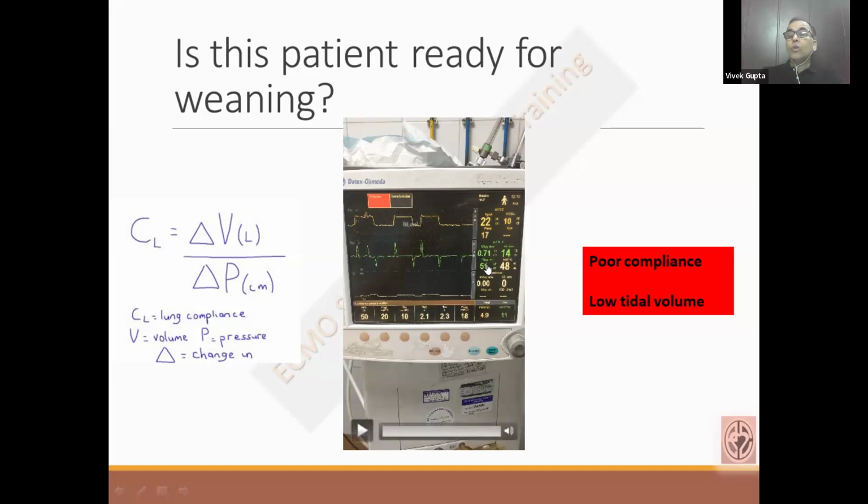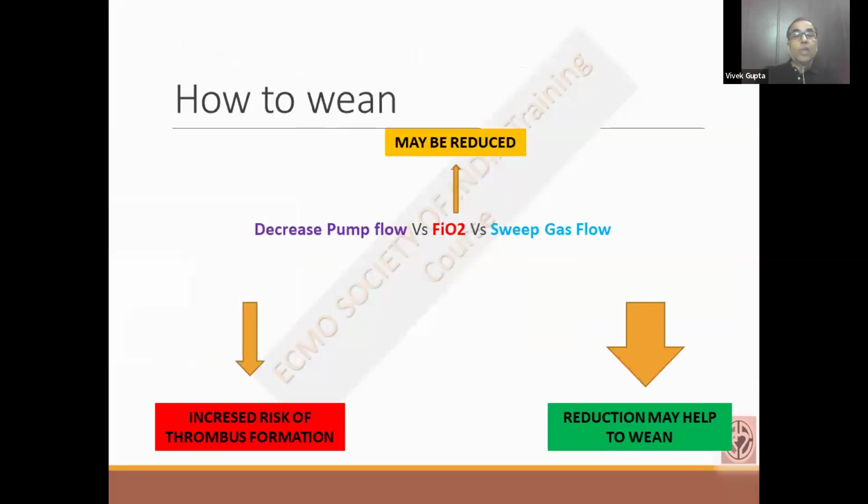So once you put your patient on VV ECMO, you keep monitoring the compliance every day. You can see here the compliance is just 4.9. If you keep monitoring this patient, and you see that the tidal volume, which was initially 30, 40 or 50 ml, is now improving to 150 or 200 or 250, that means your lung recovery is there and your patient is ready for weaning from ECMO.